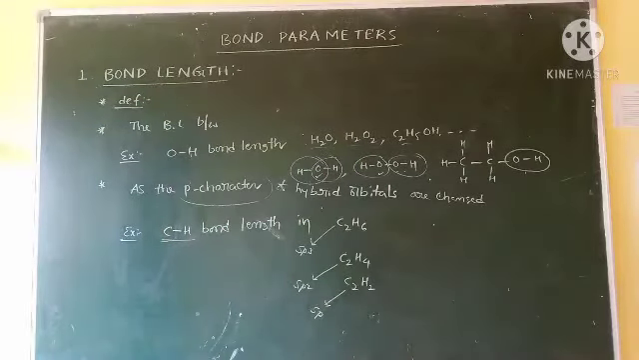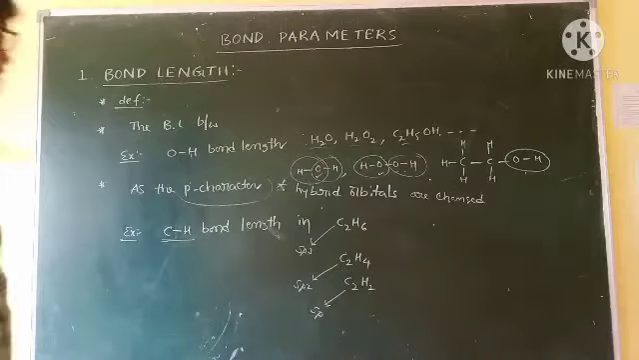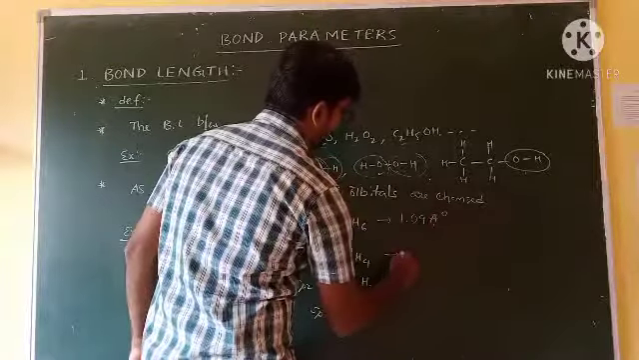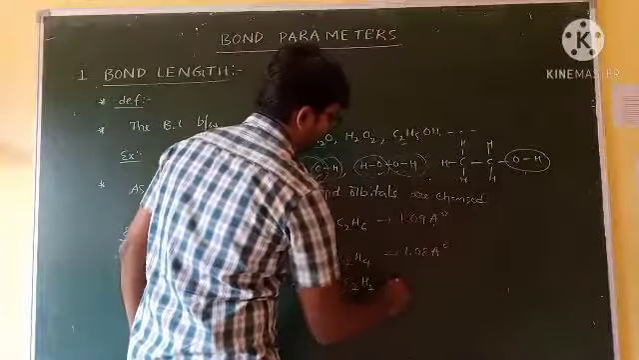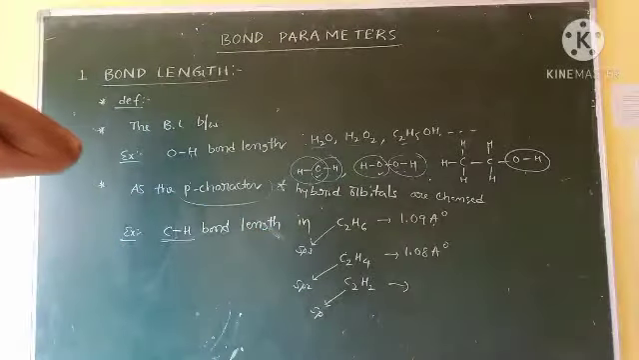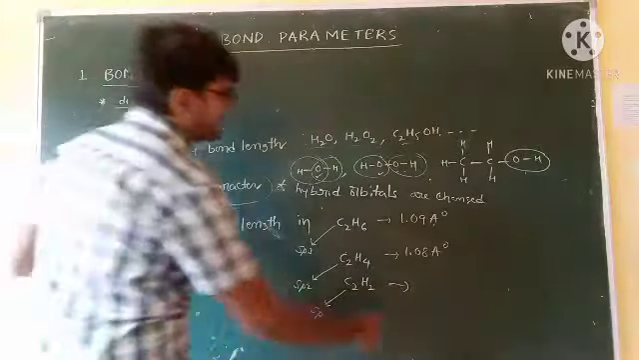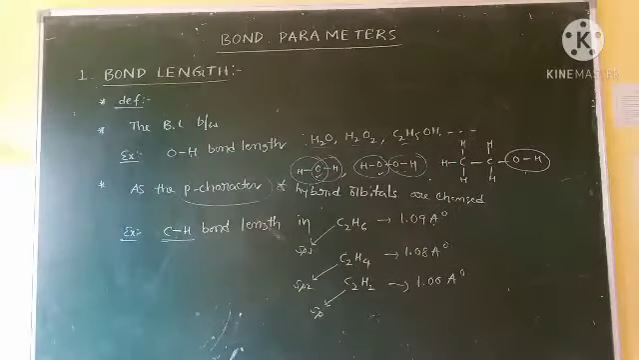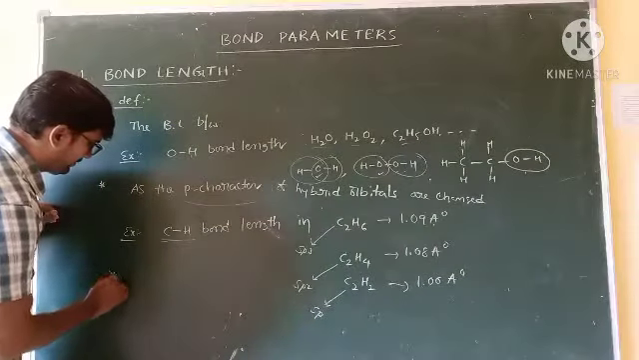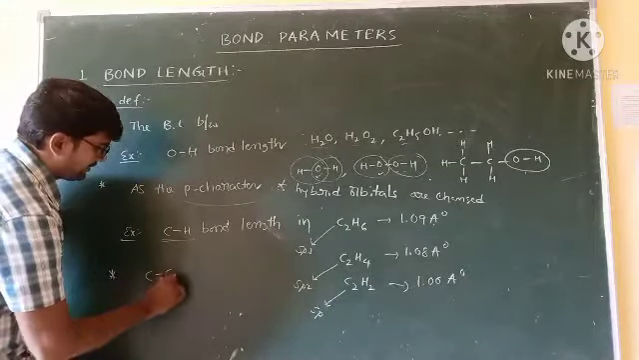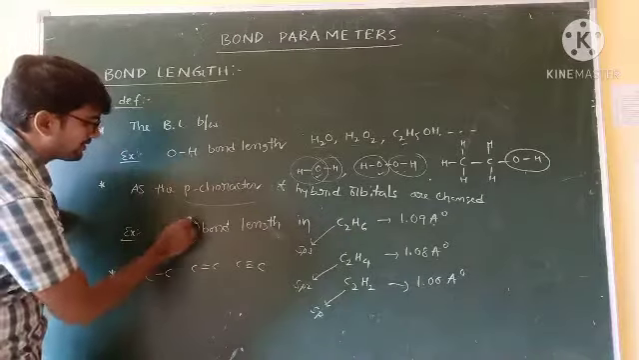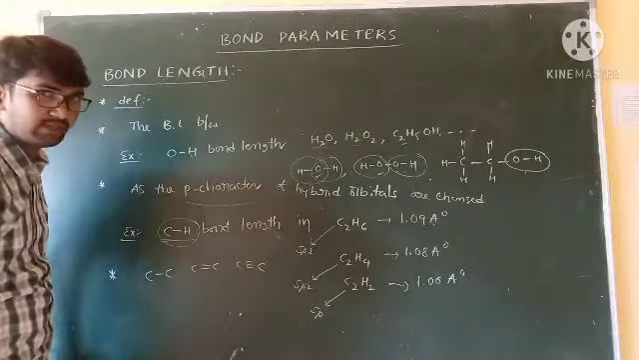Now, the CH bond length is 1.09 angstroms here, and the second one 1.08 angstroms, and the third one, we are observing it decreasing, 1.06 angstroms. Okay. And one more next point: CC, C double bond C, C triple bond C. Here I gave the CH bond lengths in those molecules.